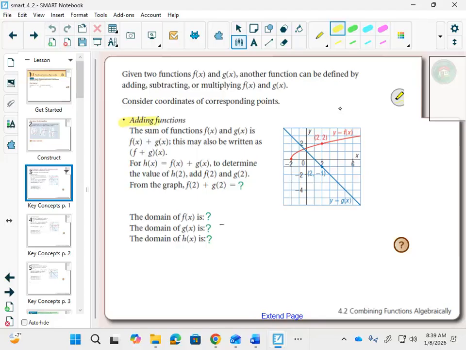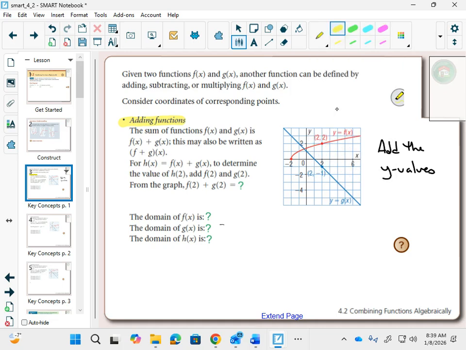You take out your highlighter. The first thing that we looked at was adding graphs. And in our other notes yesterday, all you do when you're adding graphs is just add the y values. Okay? But the thing I want you to highlight here is some notation.